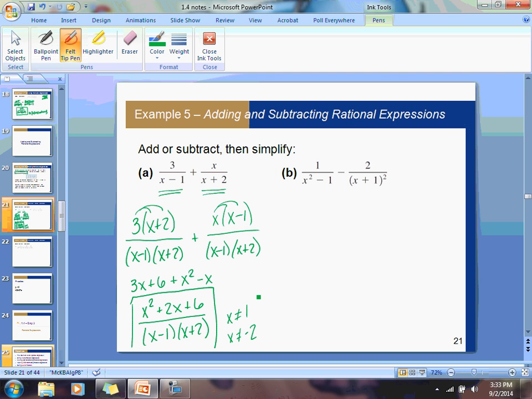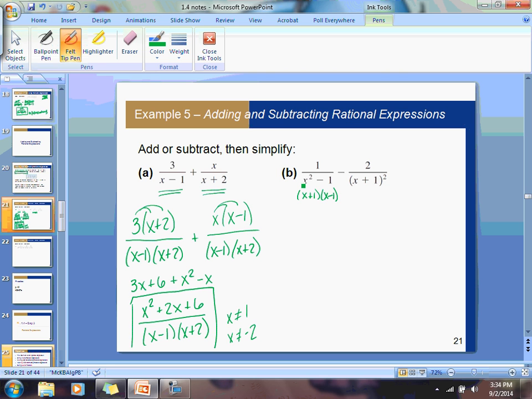Okay, now for part B, this is a little bit trickier. I'm going to kick it up a notch because we have to actually factor our denominators. This first one is an x squared minus 1. That's our first denominator there, and it's a difference of 2 squares. So this is really an x plus 1 and an x minus 1.